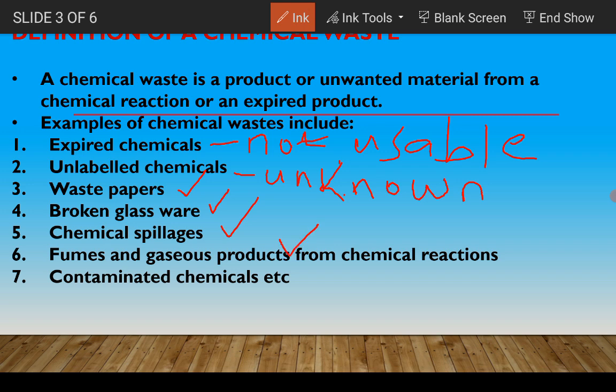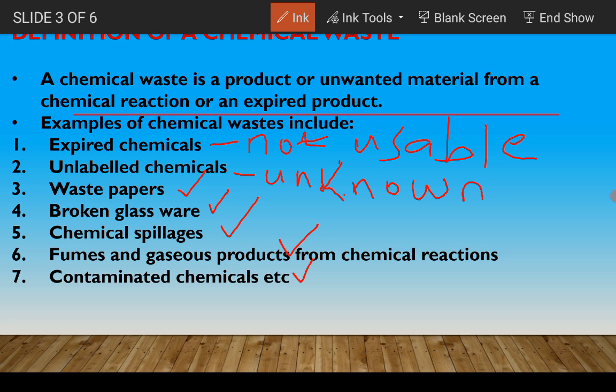All right. And any other chemicals that are contaminated, say for example, you have sodium hydroxide and it's accidentally mixed with another chemical such as sulfuric acid. So this results in contamination. So the contaminated chemicals are also considered to be waste because they can no longer be used.